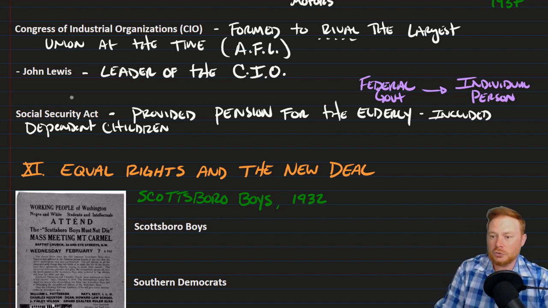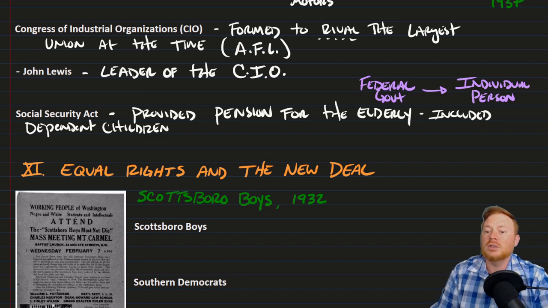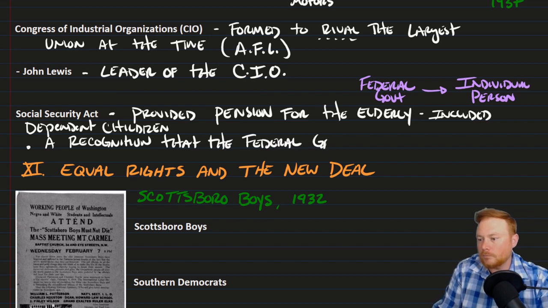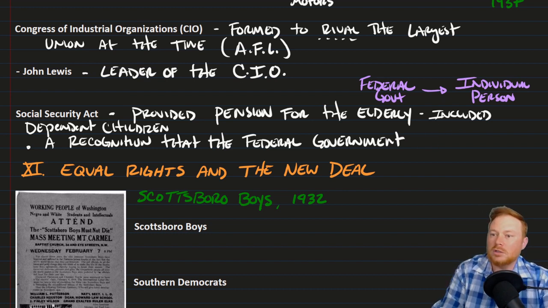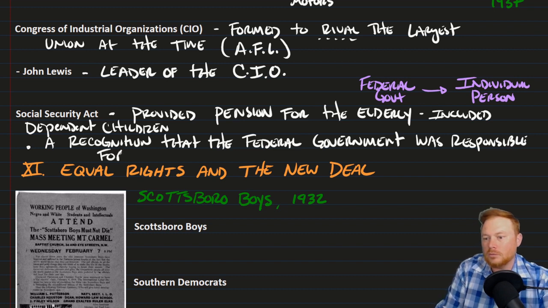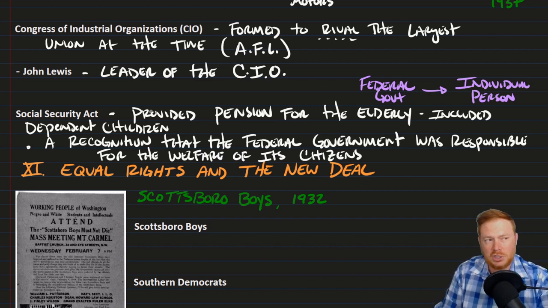And so what we take from the Social Security Act, which is still in effect to this day, by the way, is more or less what it symbolized. This was a recognition that the federal government was responsible for the welfare of its citizens. Right before the New Deal, and specifically before the Social Security Act, the idea was that governments are here to protect our rights, life, liberty, pursuit of happiness. That's fundamentally what governments are designed to do.